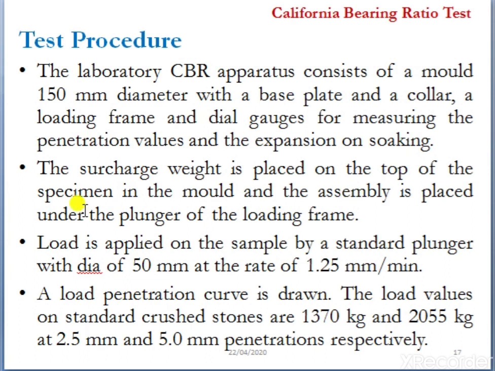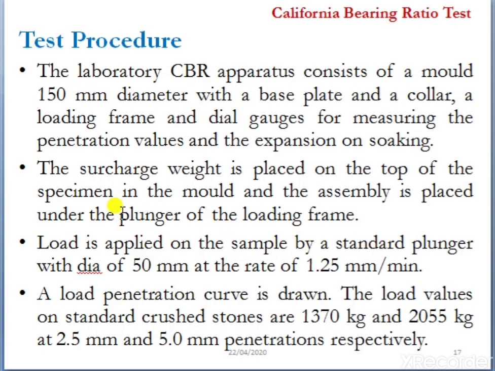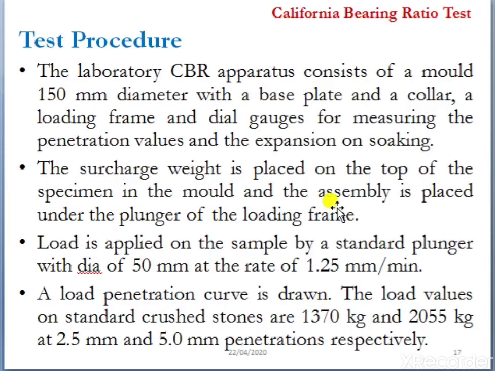So after that the cylinder is placed on an instrument like this. After placing the instrument, the surcharge weight is placed on top of the specimen in the mold and the assembly is placed under the plunger of the loading frame. So a surcharge weight is placed above the cylinder, and above this surcharge weight, a plunger of 50 mm is placed. Then a load is applied on the sample by a standard plunger with diameter of 50 mm at a rate of 1.5 mm per minute.